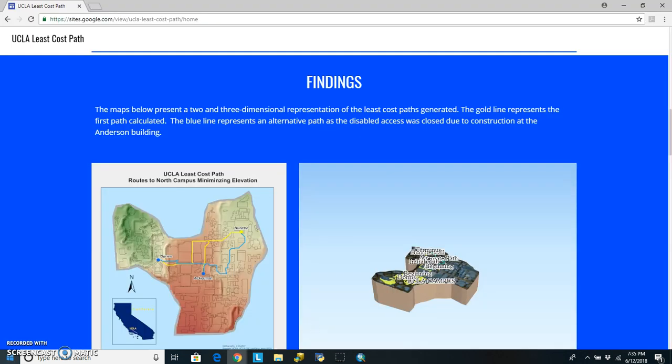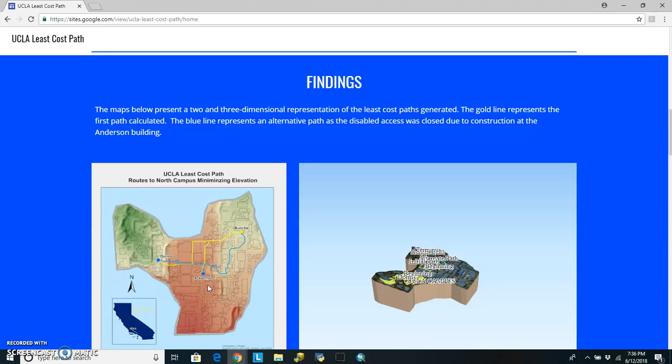The least cost paths were generated in yellow and blue. Yellow was the initial path and blue was the subsequent path.